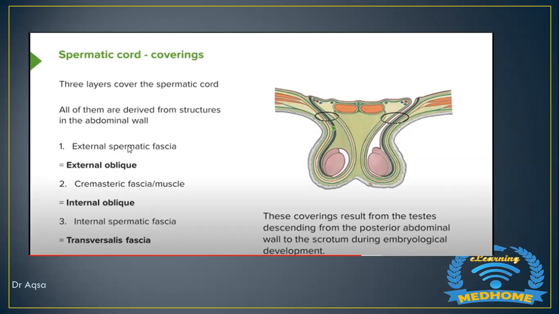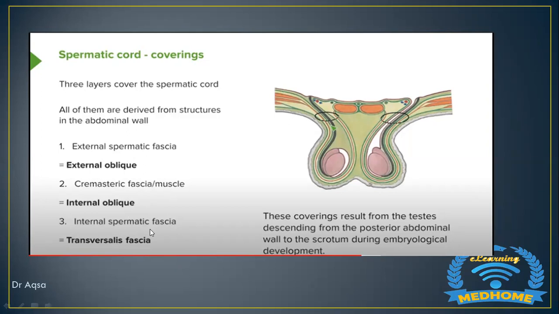Starting from outside, we have external spermatic fascia, which is formed by the external oblique muscle. In between, we have the cremasteric fascia, which is formed by the internal oblique muscle. Then we have the internal spermatic fascia, which is formed by the transversalis fascia. So please don't get confused that internal spermatic fascia will be formed by internal oblique muscle. No, never. It's going to be formed by the transversalis fascia.